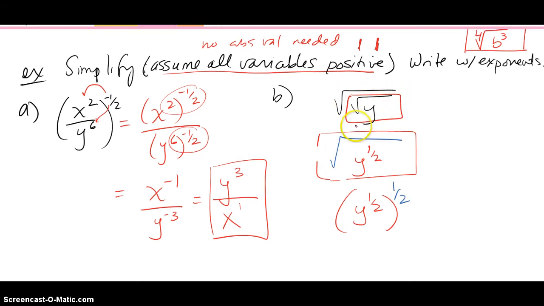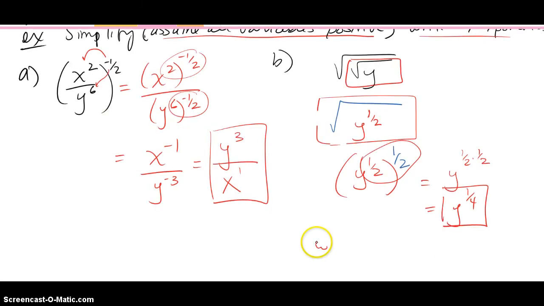I have the inside, I'm going to think of that as y to the 1/2, but the y to the 1/2 was trapped under the radical, and that radical itself is another 1/2 exponent. Now, like part A, I have an exponent raised to an exponent, so I really have y to the 1/2 times 1/2, which is y to the 1/4. And since they said write with exponents, I'm going to leave it as y to the 1/4. If they said with radicals, then my answer would be the 4th root of y, because 1/4 really means it's a 4th root problem.